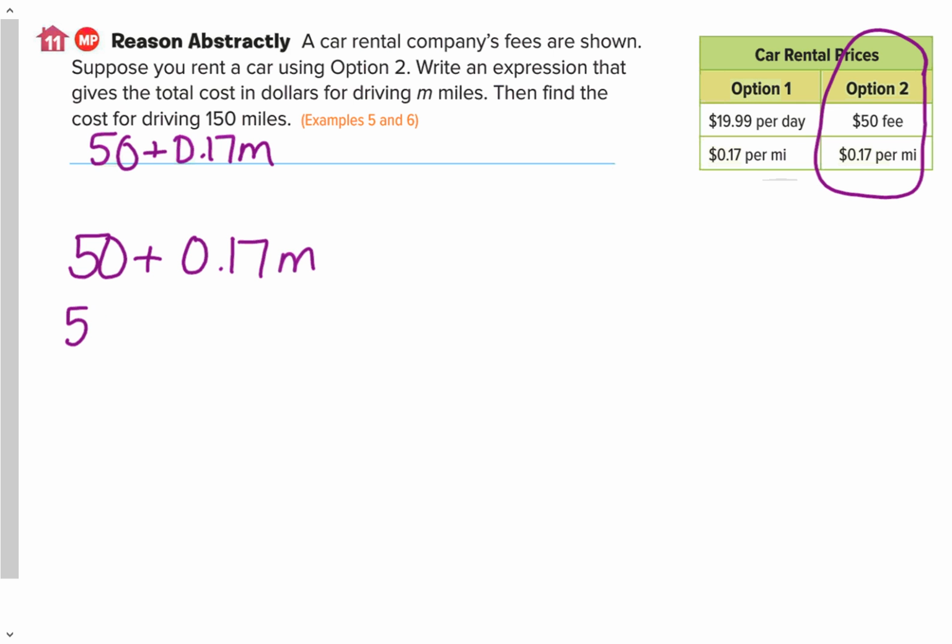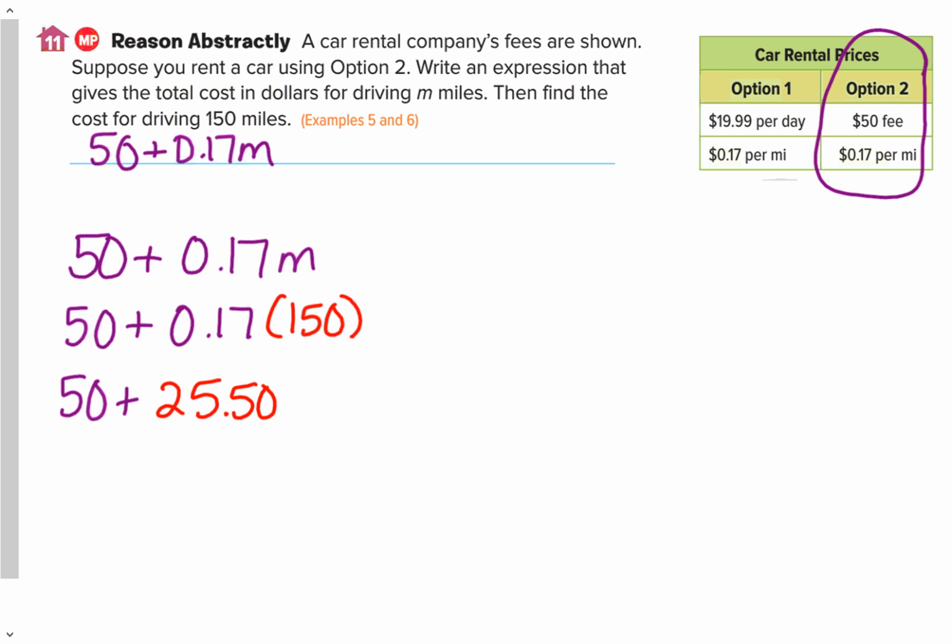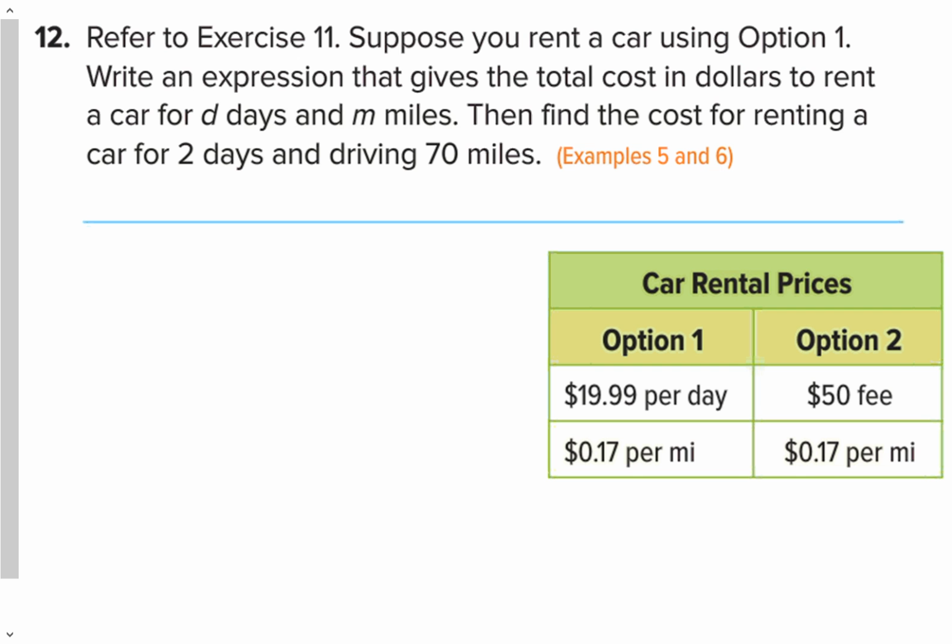Then all you're going to do now is substitute your value for m, which was 150. Okay, so now we're just going to evaluate our 0.17 times 150, and that equals 25.50. And then when you add them together, it's going to equal 75.50. So the answer to that is going to be $75.50.